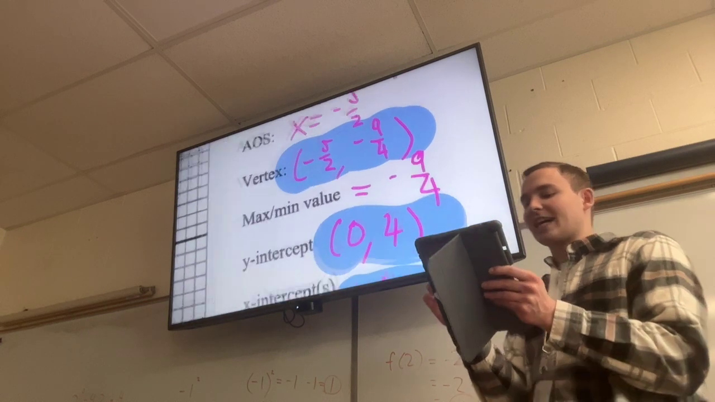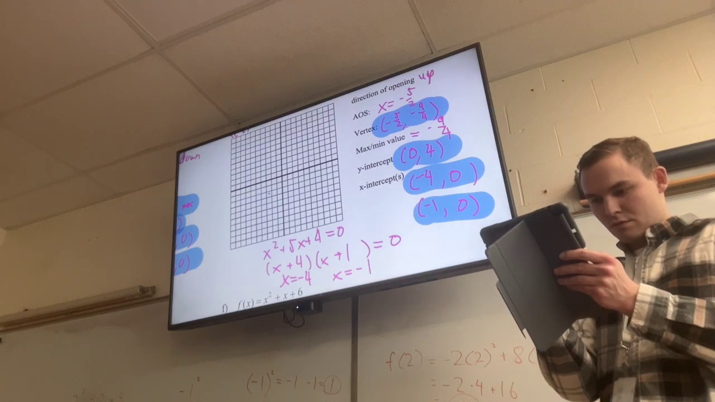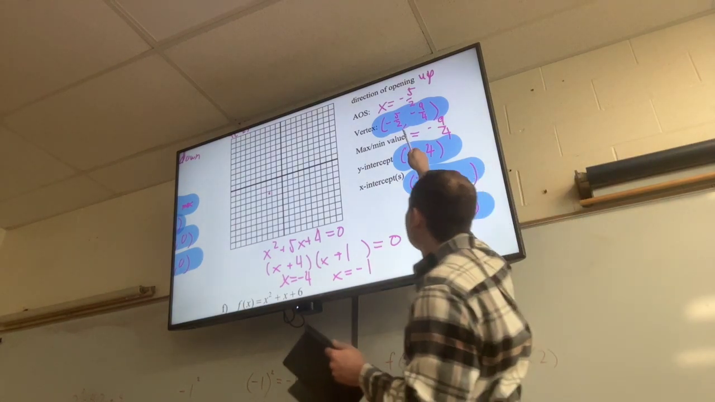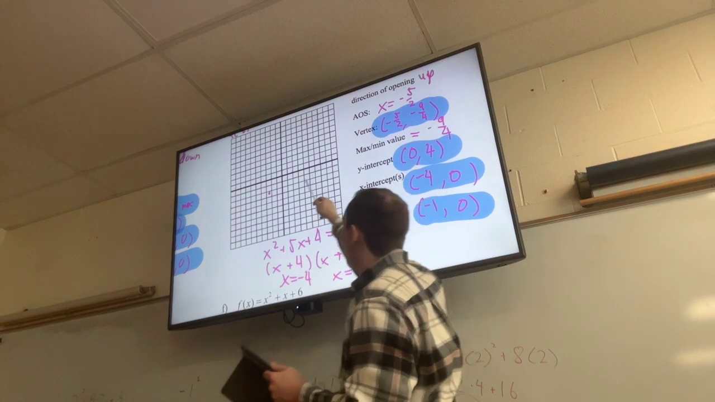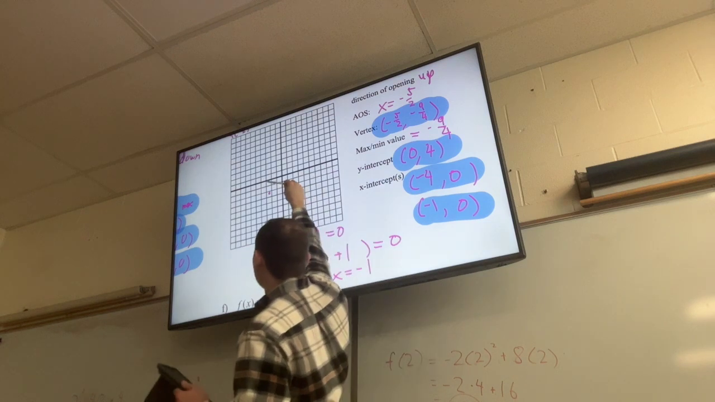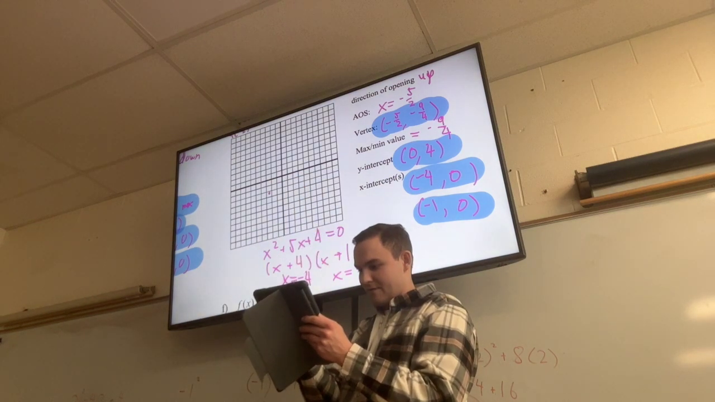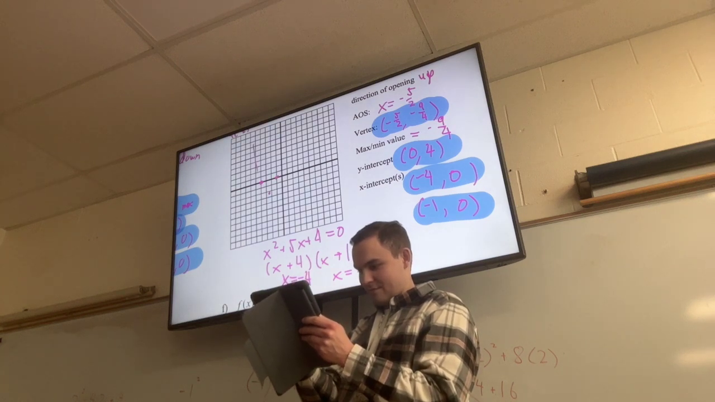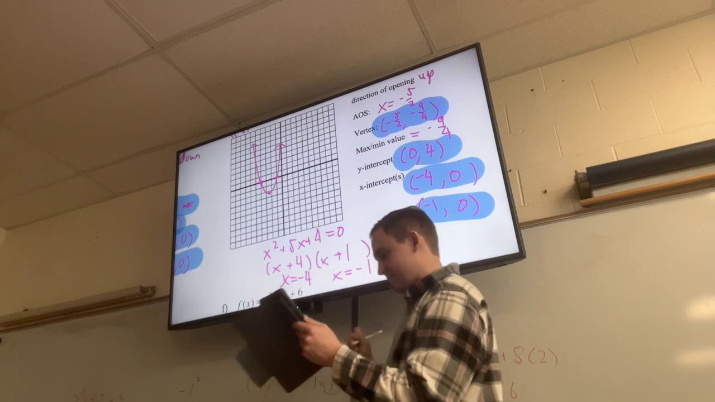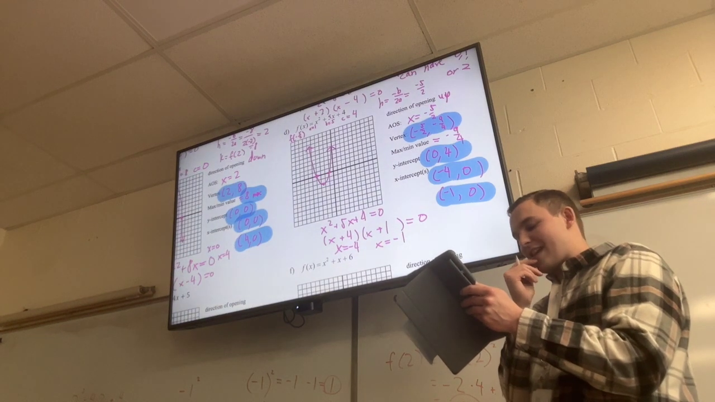If you want to plot the vertex as a decimal to make it easier for you, that's okay. So it's negative 2.5, so I went over 2.5 to the left. Negative 2.25, so I went down a little bit over 2. And then negative 4, 0. Negative 1, 0. Okay, there you go. We'll stop there today.